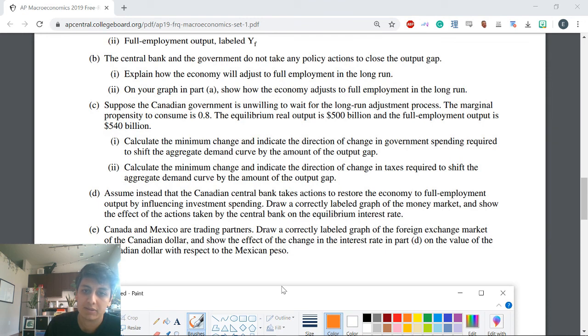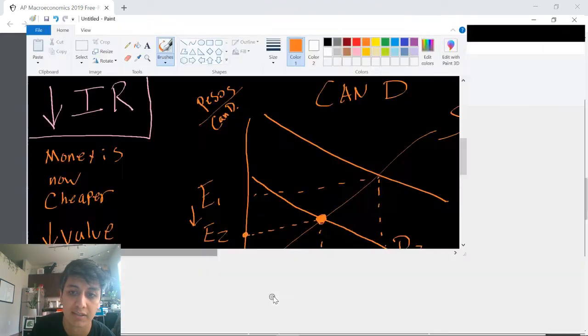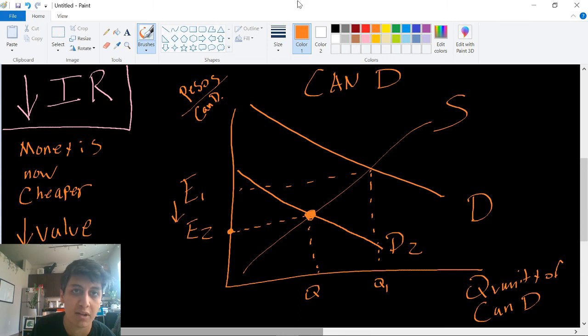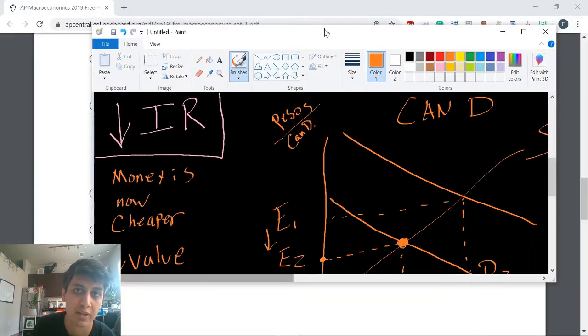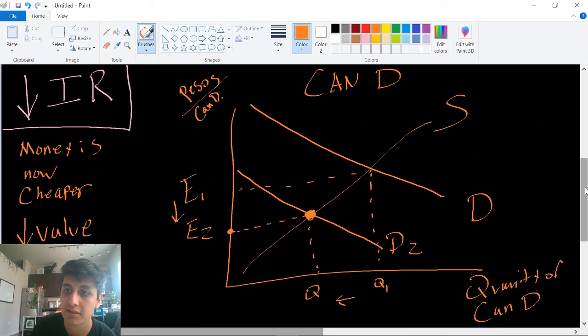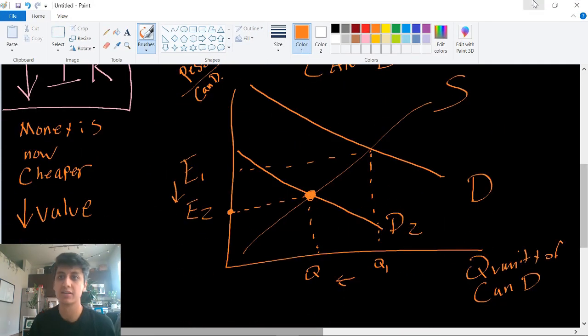Draw a correctly labeled graph of the foreign exchange market. Show the effect of the change in the interest rate in part D on the value of the Canadian dollar with respect to the Mexican peso. And so here it is. The exchange rate has gone down. The quantity of Canadian dollars has gone down, and that's all 5 parts. That's quite a heavy question.